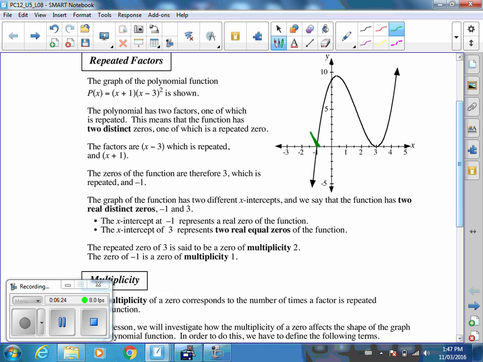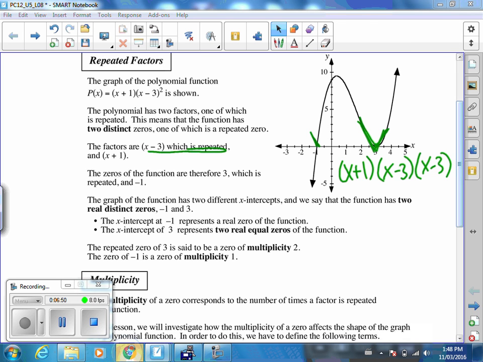This one is the first factor. It only does that one once, but here it does this twice. You can think about it hitting and then going back up. So this one gets repeated. So what you could write it is like this: x plus 1 times x minus 3, that's that downwards, times x minus 3. There it is going back upwards.